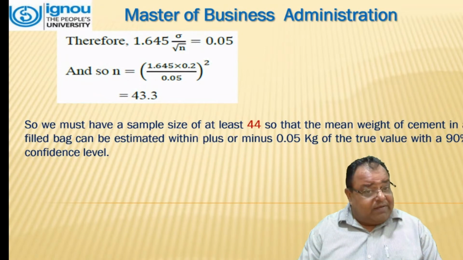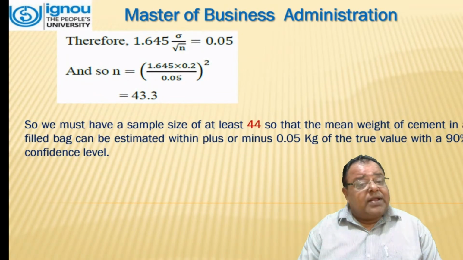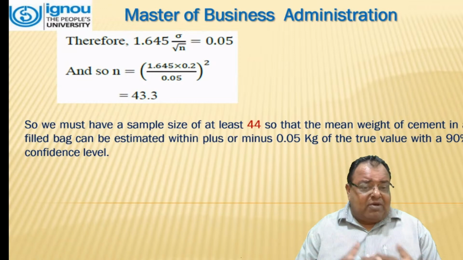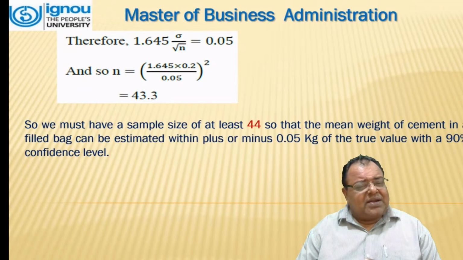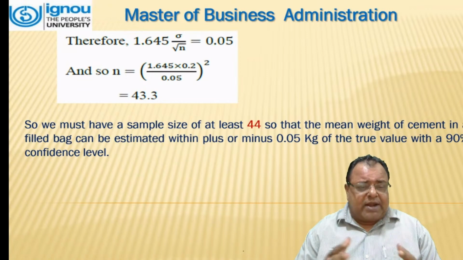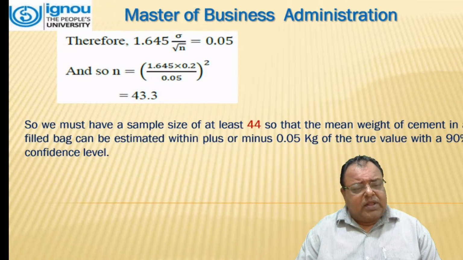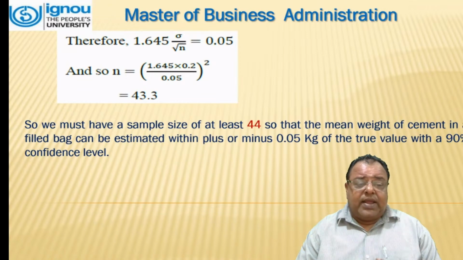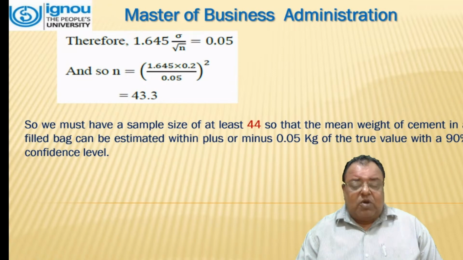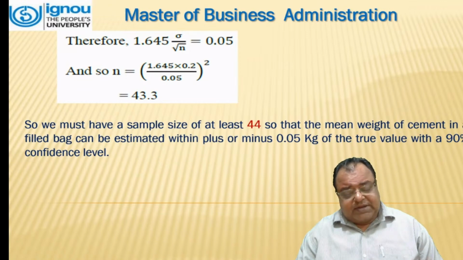We have to calculate the value of n. You know that 1.645 sigma by root n is equal to 0.05. On calculating the value of n, we get 43.3. The sample size has to be a whole number, it won't be in decimal, so we will convert it into 44. So the sample size is at least 44, so that the mean weight of the cement in a filled bag can be estimated within plus or minus 0.05 kg of the true value with a 90% confidence level.